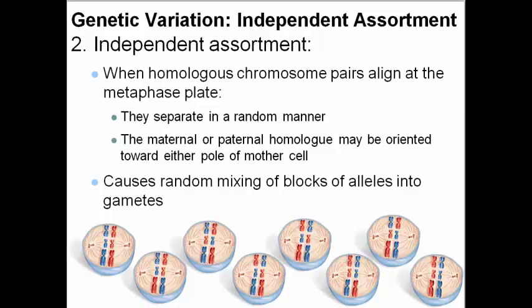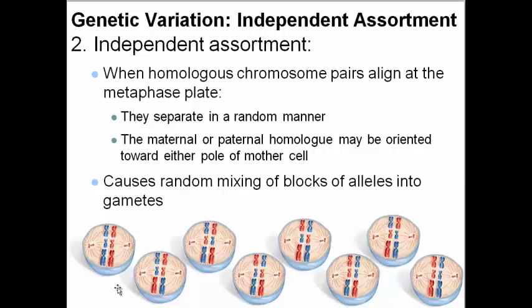Now, the number two method that brings genetic variation into offspring is this idea of independent assortment, which is easy to explain and easy to understand. So if we look at the screen, we see independent assortment. Let's go to the left-hand bottom of the screen. What we notice is this is a hypothetical cell that has a diploid number of chromosomes of 6, a haploid number of 3. There's only 3 pairs of chromosomes.